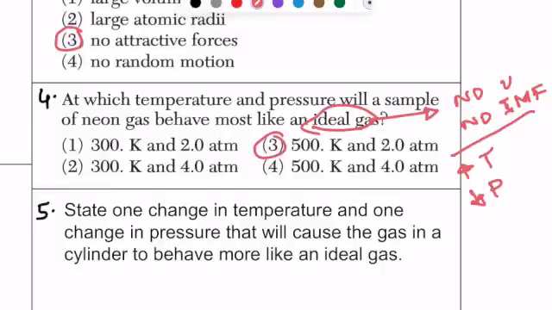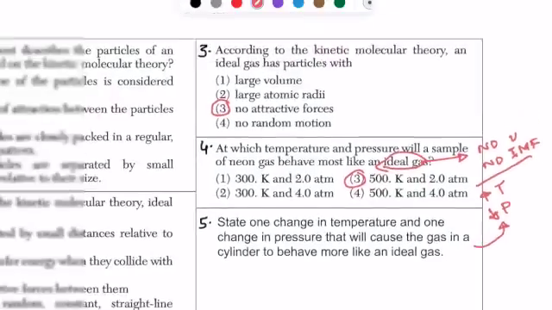State one change in temperature and one change in pressure that will cause the gas in a cylinder to behave more like an ideal gas. That is this answer that we just wrote.